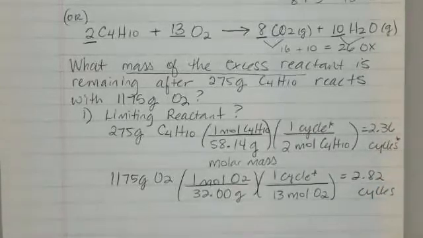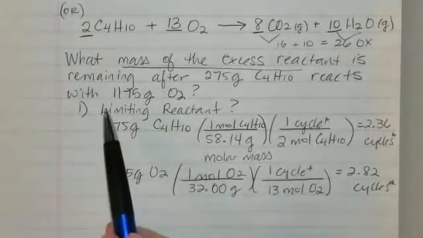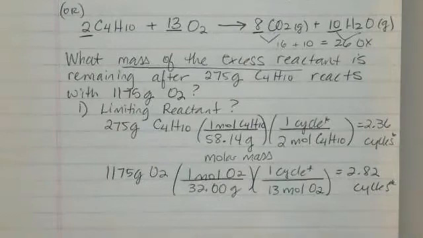All right, I'm just going to type it in one more time. I always get a little paranoid that I went too quick. All right, yeah, 2.82 cycles. All right, so you can see the 1175, even though it was such a much larger mass, we're going to end up using most of it, but not all of it.